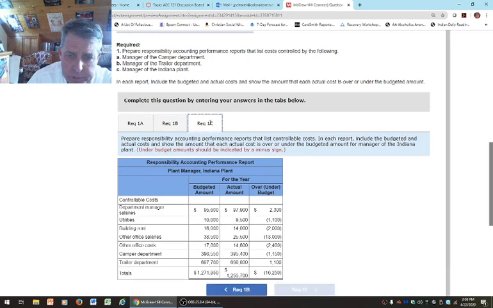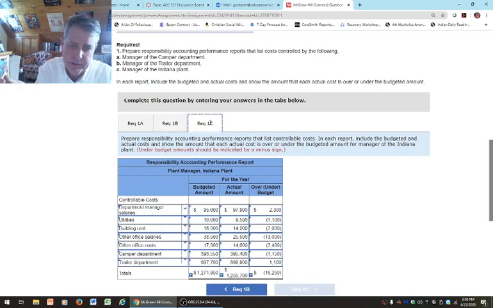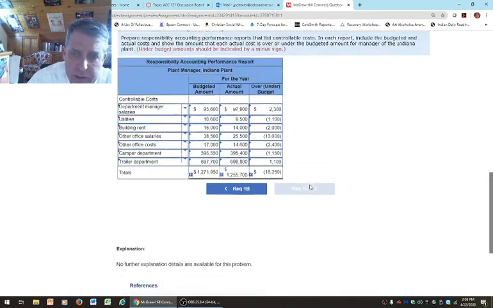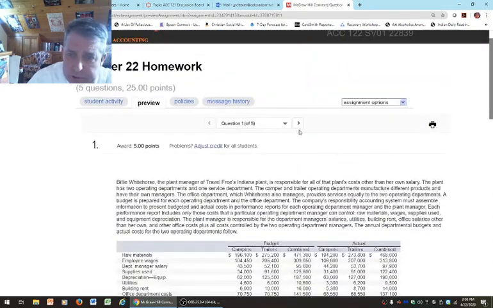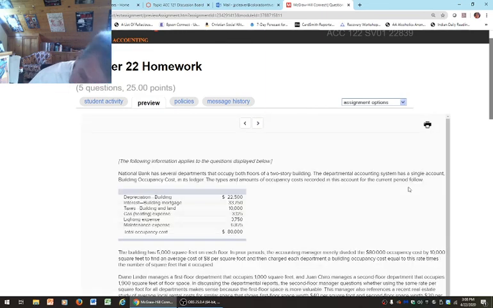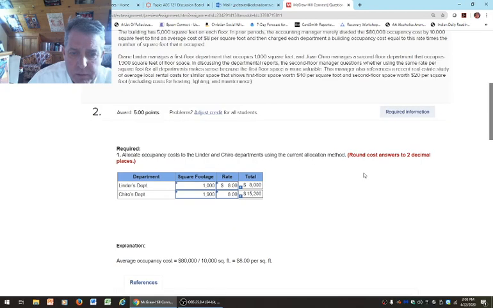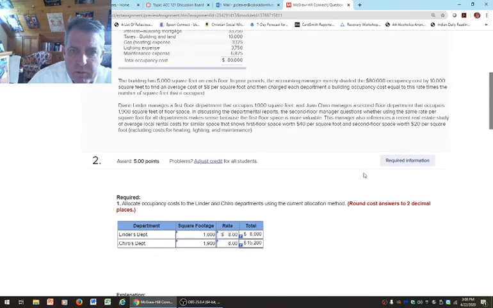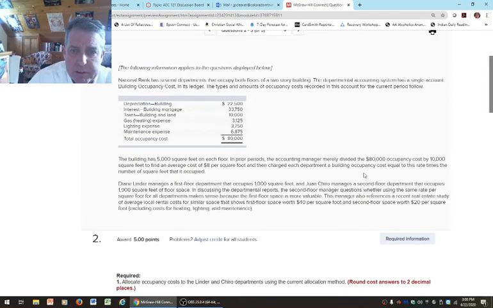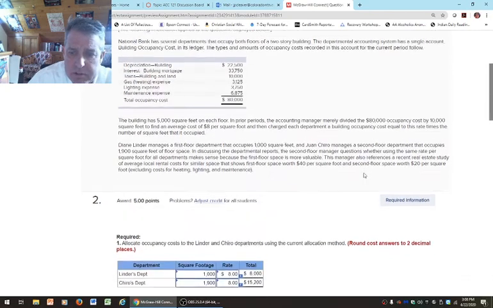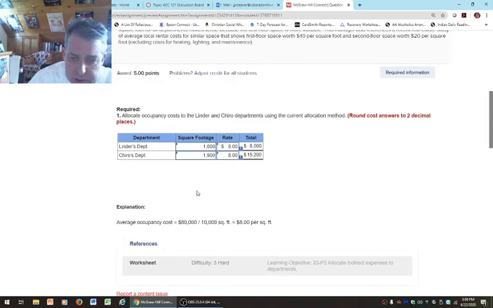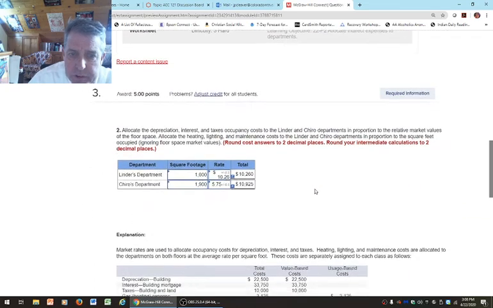It's in the trailer department. And then here's the accounting performance report, right? That's pretty simple, pretty straightforward. Here's 2 and 3. Let me make sure you see this. Here's my numbers. Here's the explanation. It's $8 a square foot. Here's number 3.